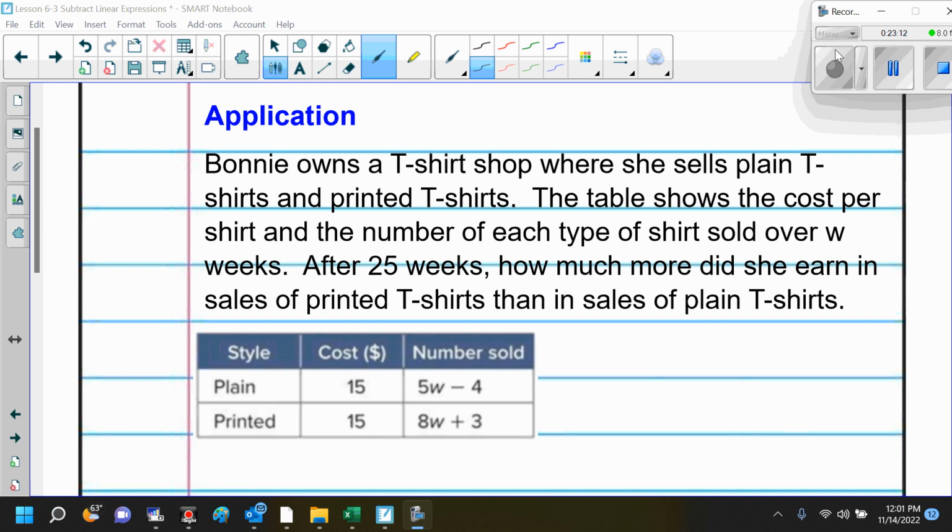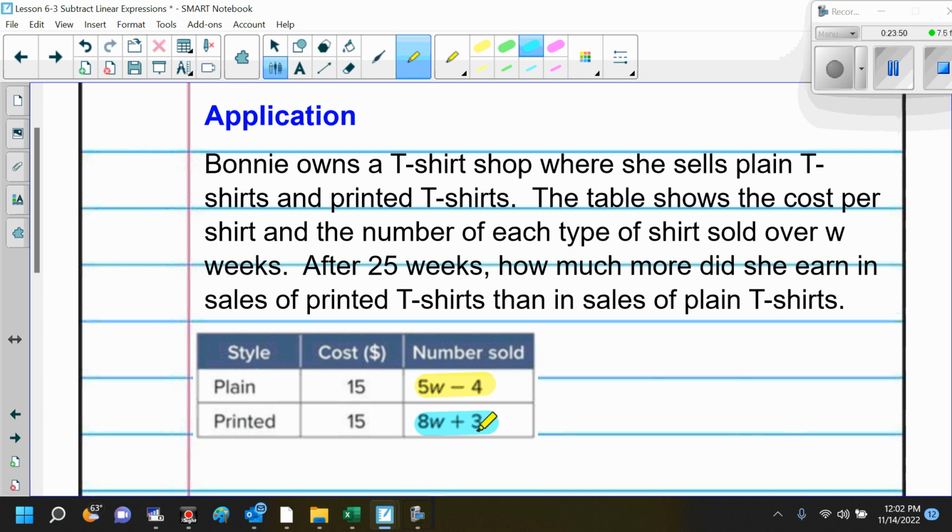So Bonnie owns a t-shirt shop where she sells plain t-shirts and printed t-shirts. The table shows the cost per shirt and the number of each type of shirt sold over W weeks. After 12 weeks, how much more did she earn in sales of printed t-shirts than in sales of plain t-shirts? Okay? So what is the important information here? Right. So here are the important expressions, okay?